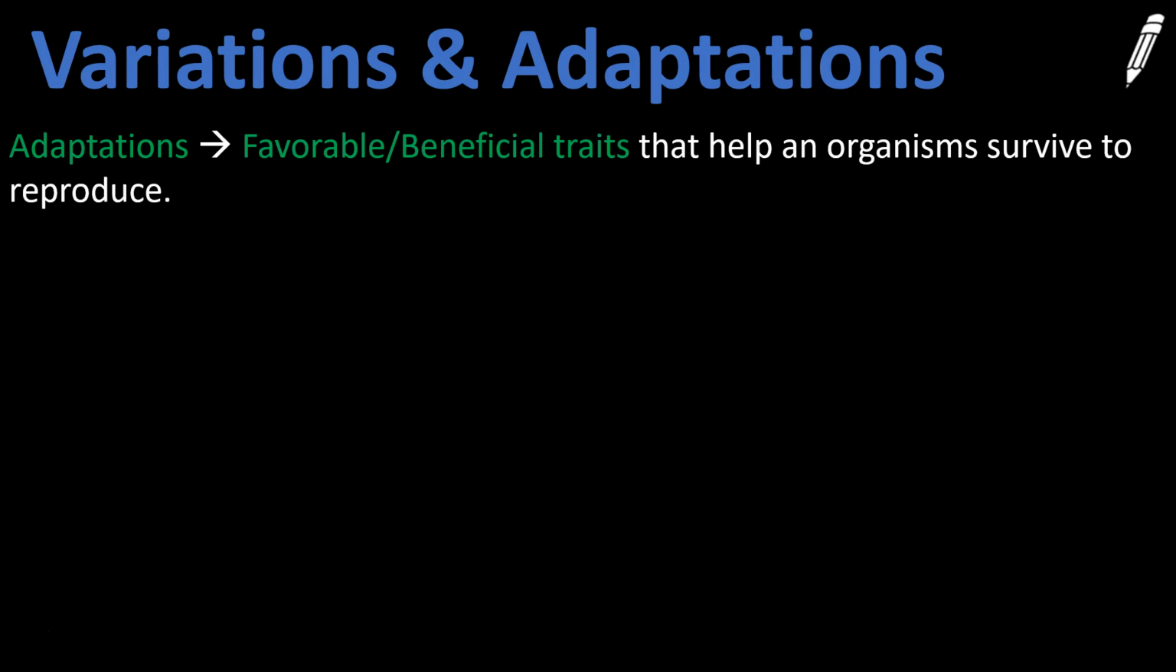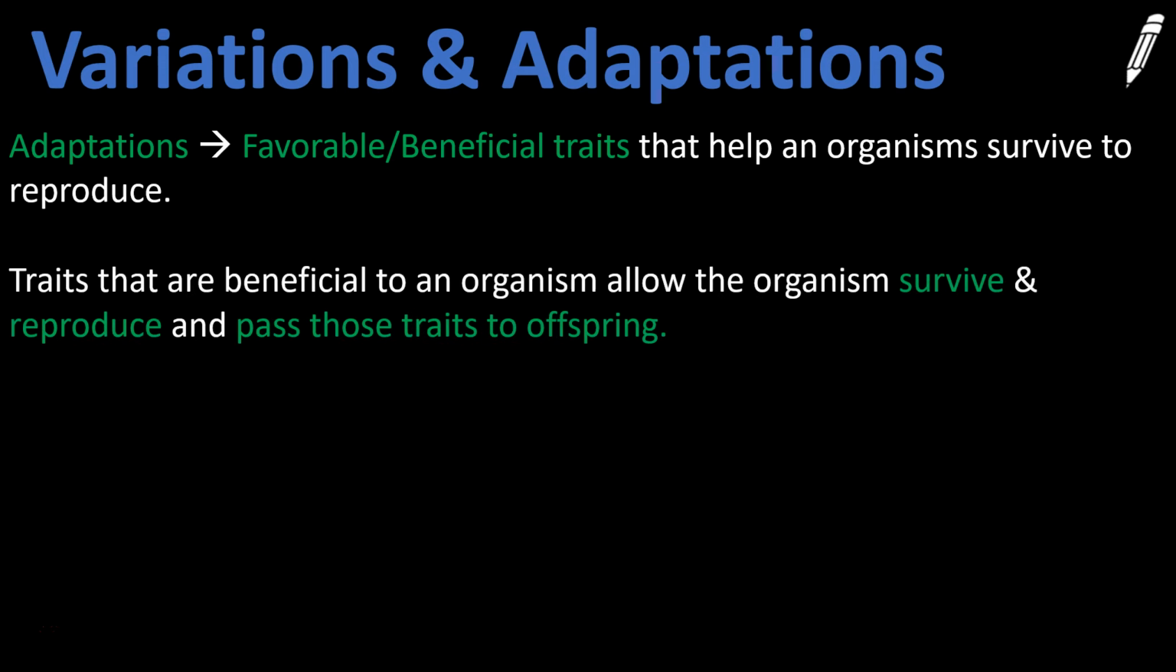So adaptations. Adaptations are favorable and beneficial traits that help an organism survive to reproduce. Those are adaptations. Anything that helps the organism. Traits that are beneficial to an organism help it to survive and reproduce and pass those to its offspring. Okay?